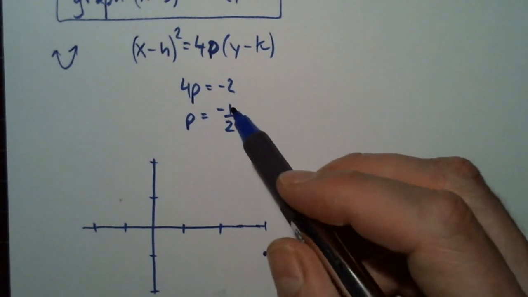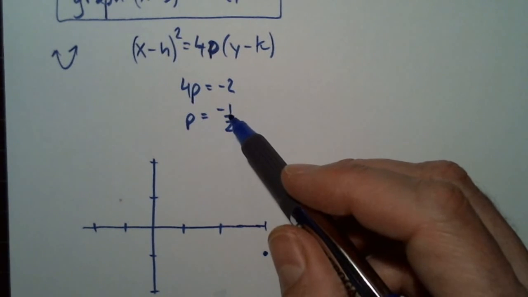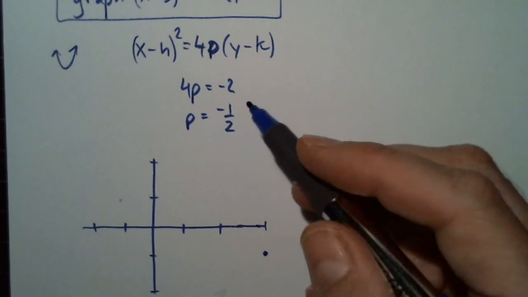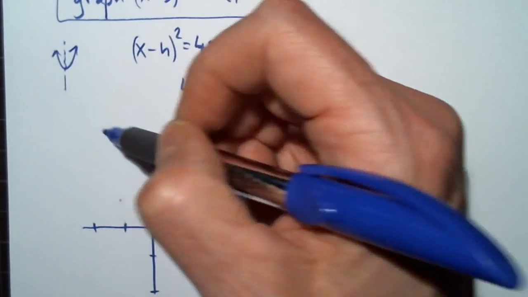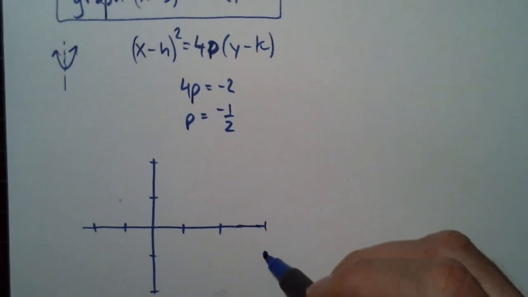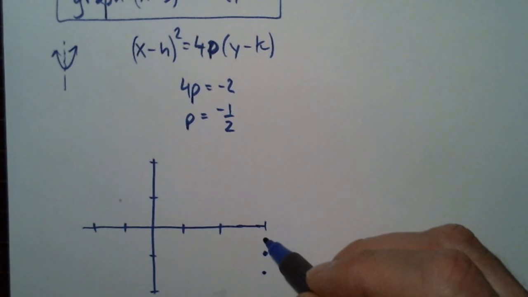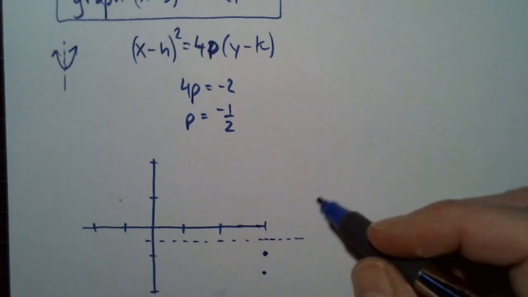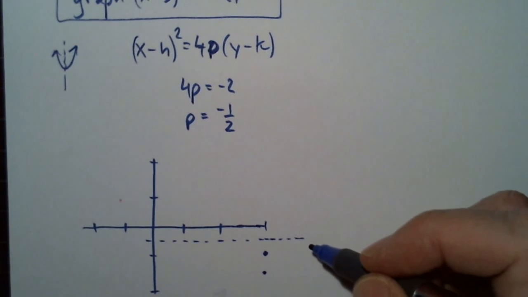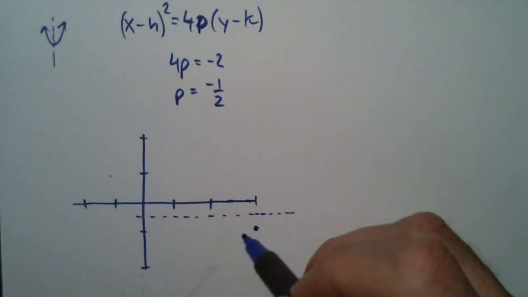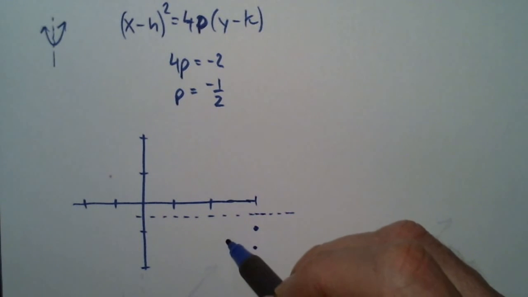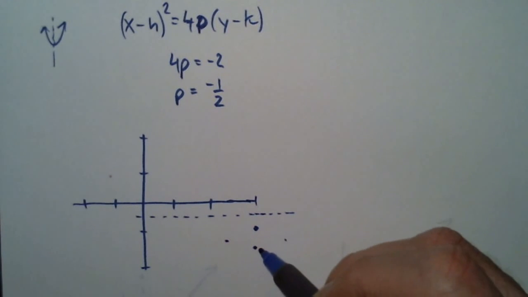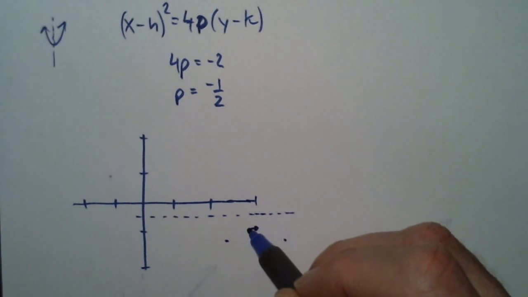From the vertex, we're going to move down 1/2. This is the distance and direction to the focus, and it's negative. We know the focus has to be along the axis of symmetry, so we're going to move down 1/2 for the focus and up 1/2 to the directrix. And then we need points that are approximately equidistant from the focus and the directrix.